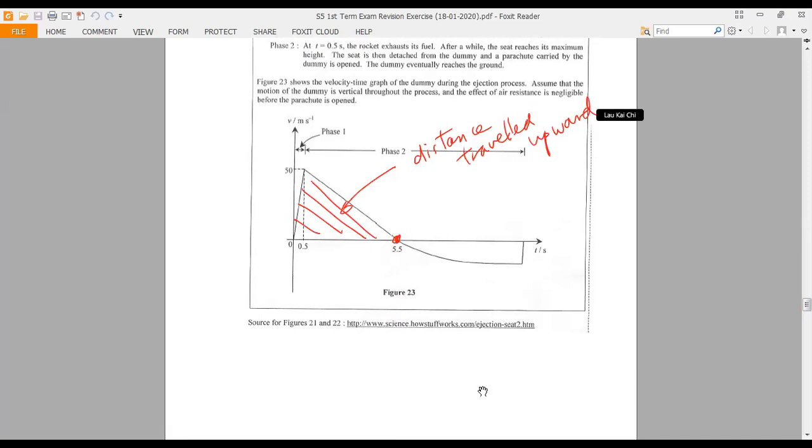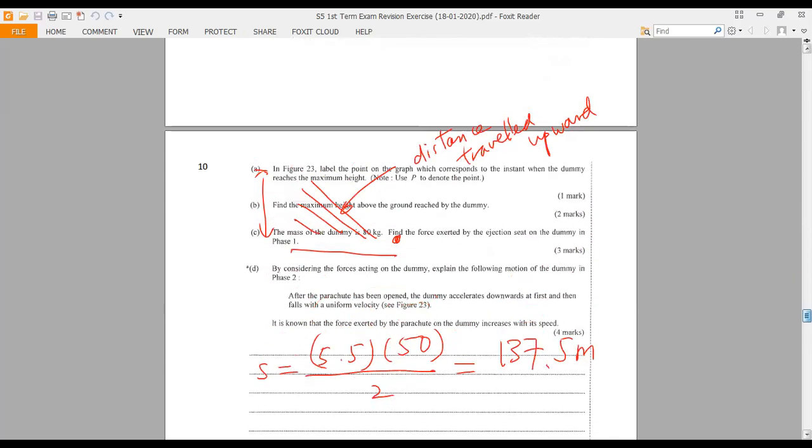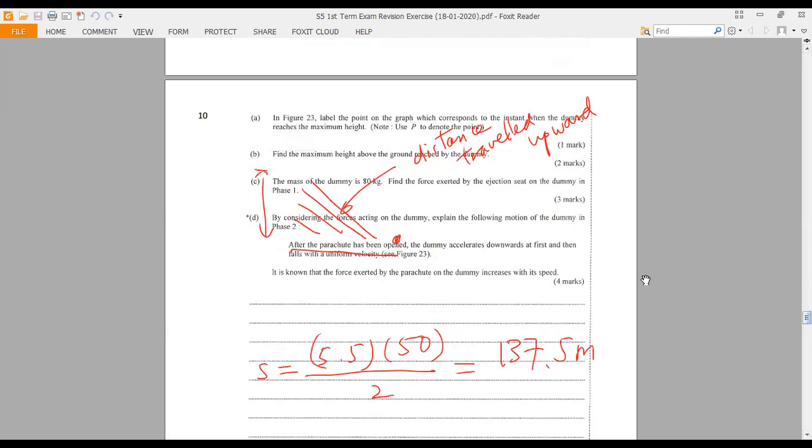So the answer is basically only finding the area of that. It's a triangle. So triangle area is equal to the base 5.5 times height 50 and then divide by 2. Okay, that is equal to 137.5 meters. It will reach a height of 137.5 meters upward. Okay. So this is the answer for part B. Let me erase this first.